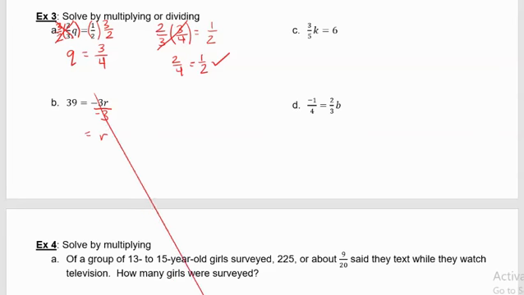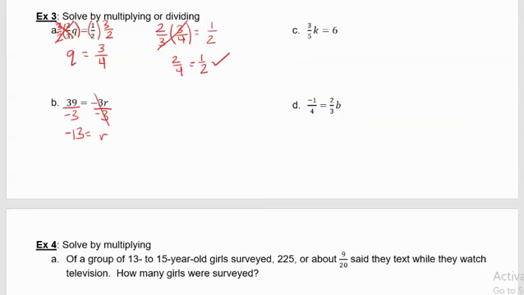Okay, so those 3's cancel out, and what I do to one side, I have to do to the other. So I have 39 divided by -3, which is -13. So I get r equals -13. Now, if I plug it back in, I get -13 times a -3. That's going to give me a positive 39. So r equals -13.